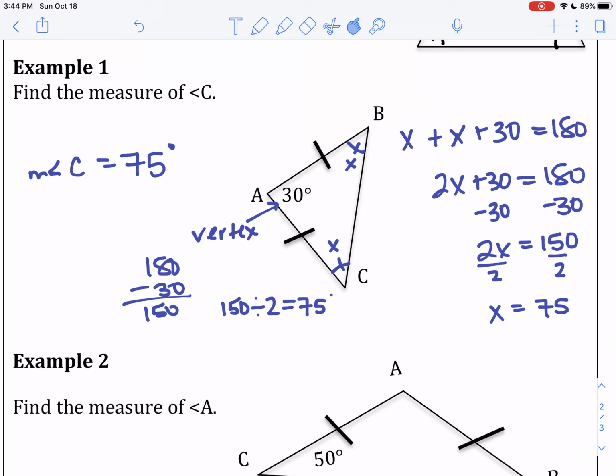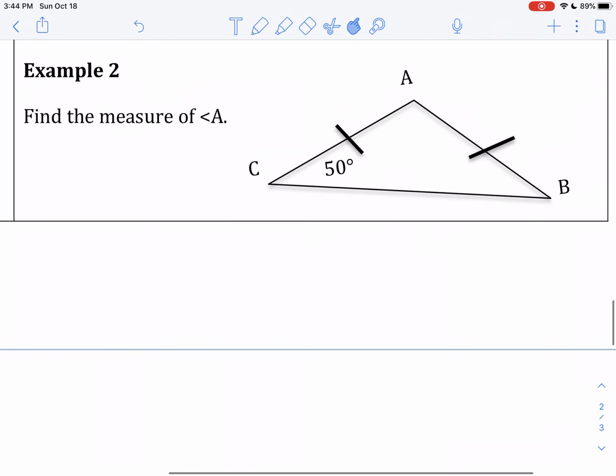Okay, so example number 2. Again, if you feel like you have this, please pause the video, and then we'll continue on from there. Okay, so in this problem we're asked to find the measure of angle A. Again, I see that I have two congruent sides marked, so angles B and C must also be congruent, so angle B must be 50 degrees. Okay, so I don't know the measure of angle A.